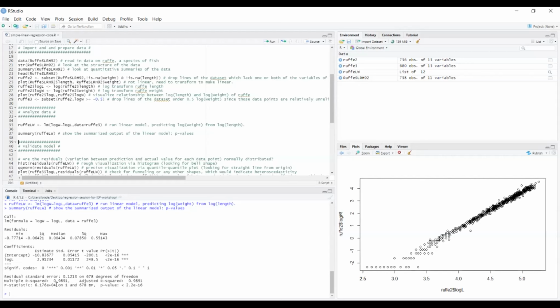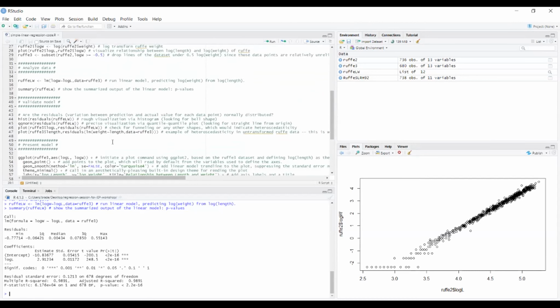And then at the bottom of the summary, we have our residual standard error, and then your R squared, which is important. It tells you how much of the variance in the data is explained by the model. It scales from 0 to 1, and 0.989 is a very large R squared value, especially in biology. And then our F statistic tells us about the model fit. It's a relatively large number on 1 and 678 degrees of freedom with a relatively low p-value. So you think the model is working pretty well.